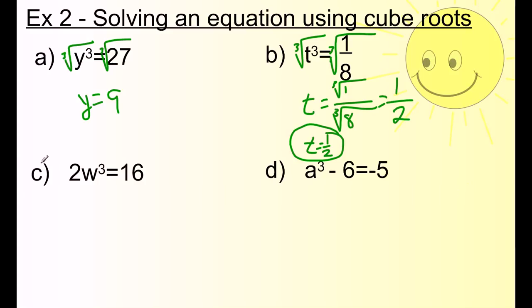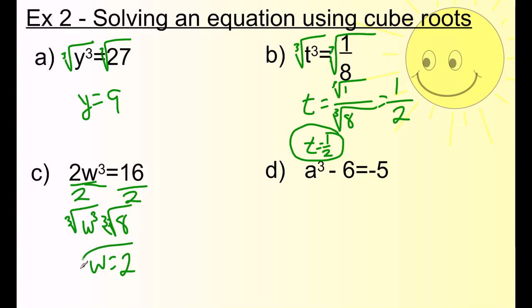Letter C. Just like before, we have to get this w cubed by itself before we can do a cube root. So we're going to get rid of the 2 by dividing by 2 on both sides. And w cubed equals 8. And if we cube root each side, w equals 2. Because we just did cube root of 8 over here was 2. So cube root of 8 here, still 2.